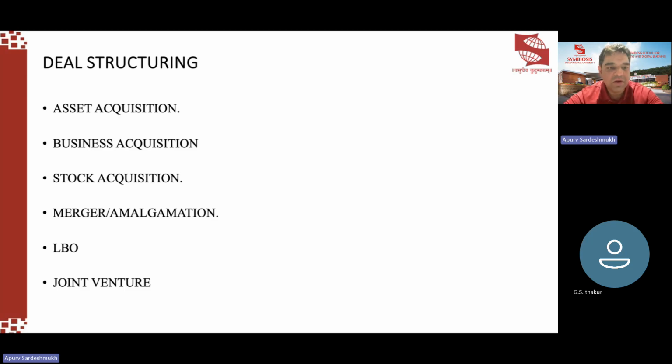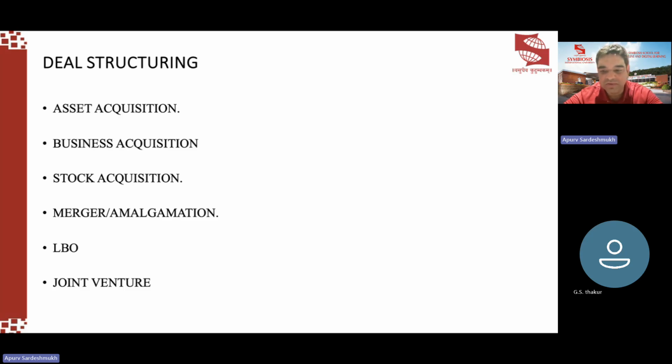Sometimes, if you look at the third bullet point, it talks about stock acquisition. This is the most common way of acquisition. There are two companies with two sets of shareholders. One company acquires the stocks from the shareholders of the other company, and by acquiring the stock, it becomes the owner of that company. This is the most straightforward and common manner in which a deal is structured.